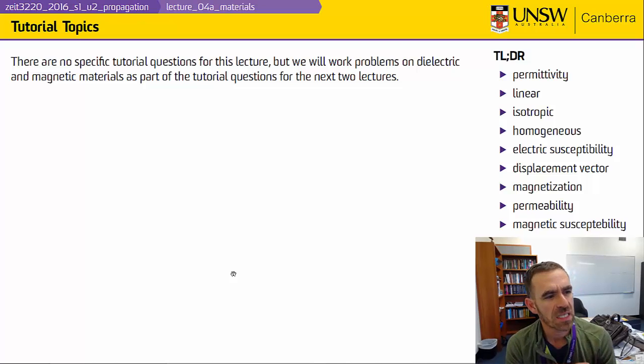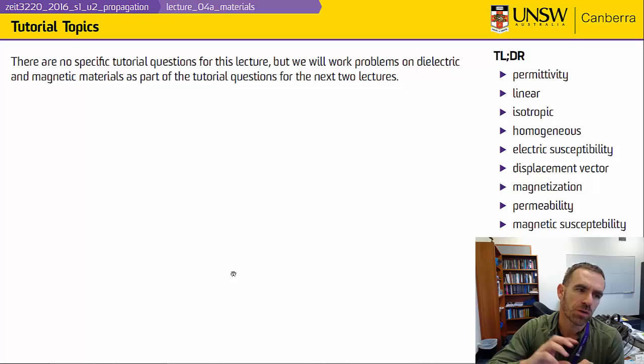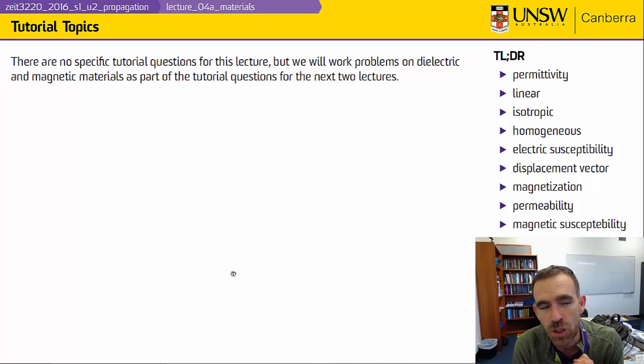So that brings us to the end of this particular lecture, and we're not going to ask any specific tutorial questions for materials. We are going to use materials throughout the course, and we're going to apply them very much immediately in the next lecture, where we talk about boundaries between materials. And so the tutorial questions that test 4A are really going to come in the context of lecture 4B.